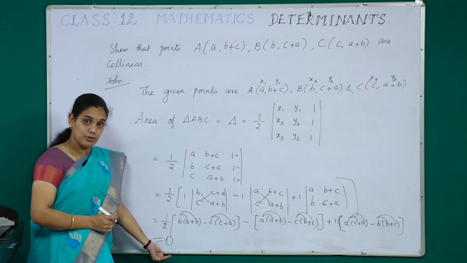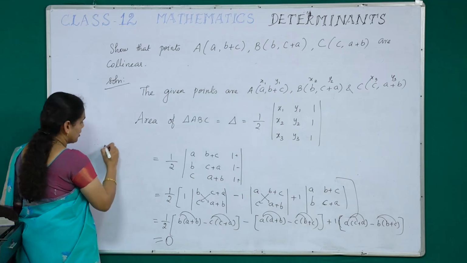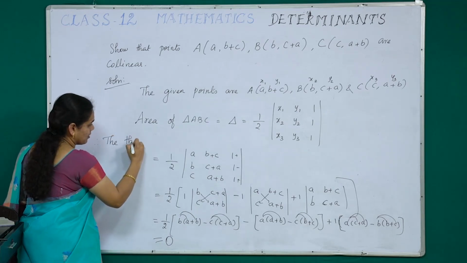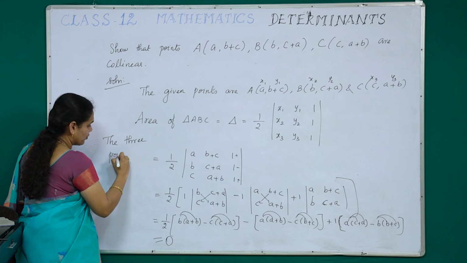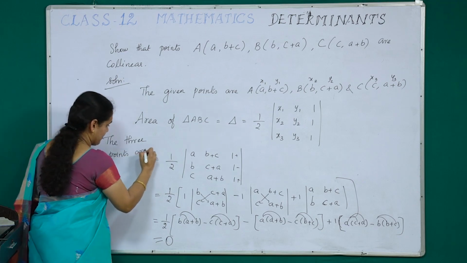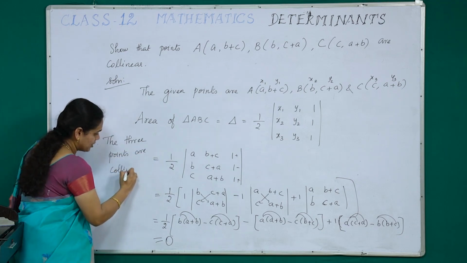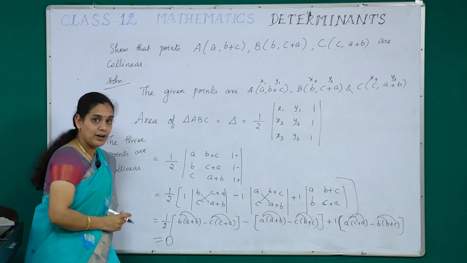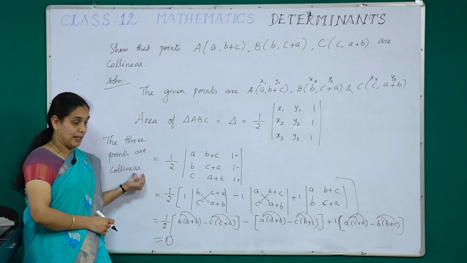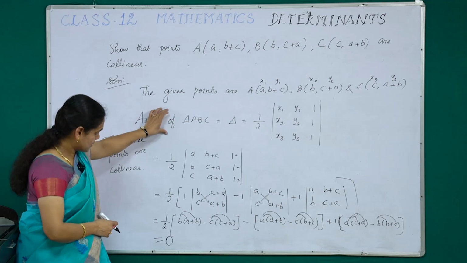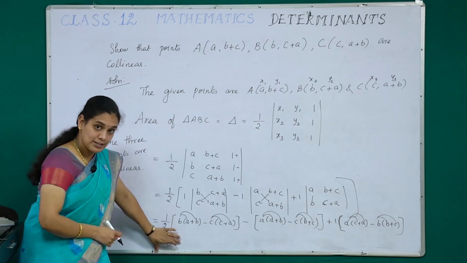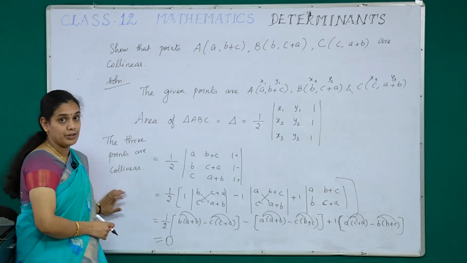So what can we conclude? Therefore, the 3 points are collinear. This is very important, you have to write it at the end. The conclusion is very important. We have to give the relevant answer at the end. So yes, the area of the triangle is 0, the 3 points are collinear.